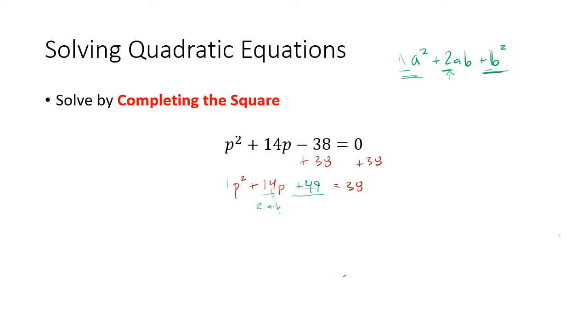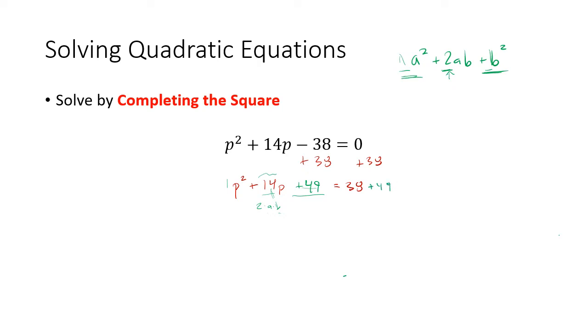Another way to do this, if you have a simple completing the square problem like this, if this is your middle coefficient, just divide it by 2 and square it. So 14 divided by 2 is 7. Square it, we need to add 49. But the addition property of equality says if we do that to the left, we have to do it to the right.